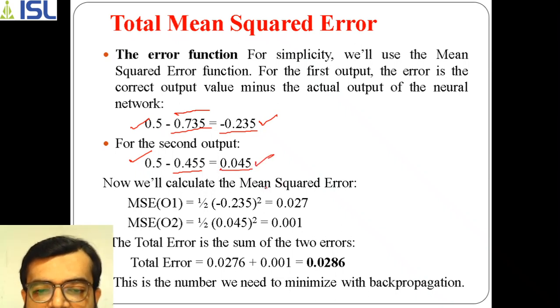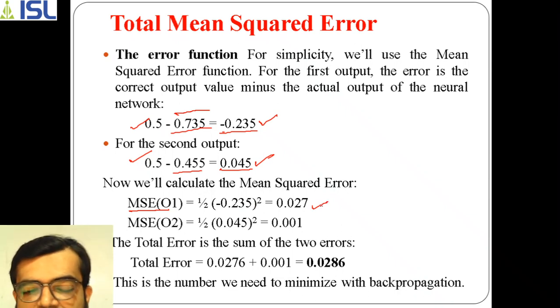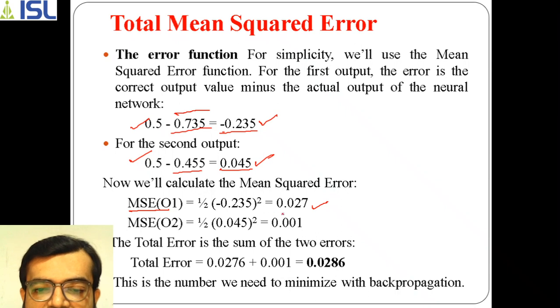Now what we have to calculate is the mean squared error. For output 1, O1 indicates output 1, what is the mean squared error value? You have to calculate 1 by 2 into the difference you got, minus 0.235, squared. So this is my mean squared error, because it has been used many times, right?